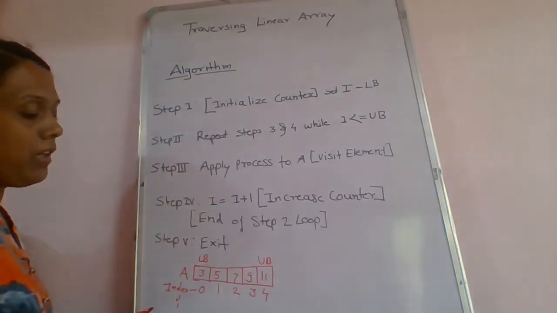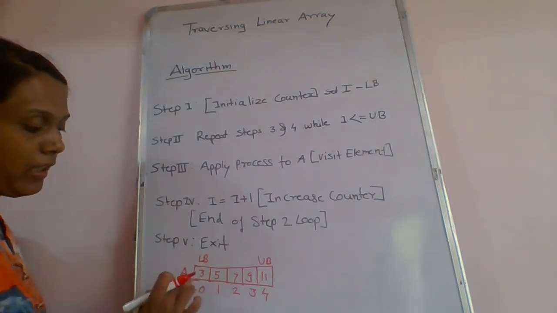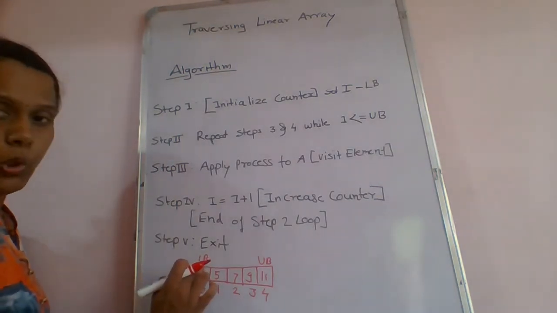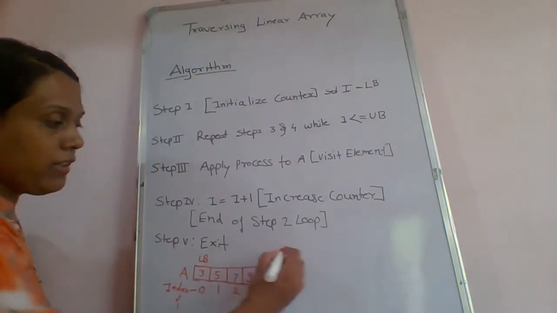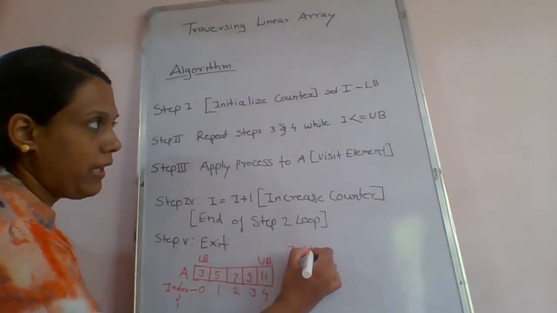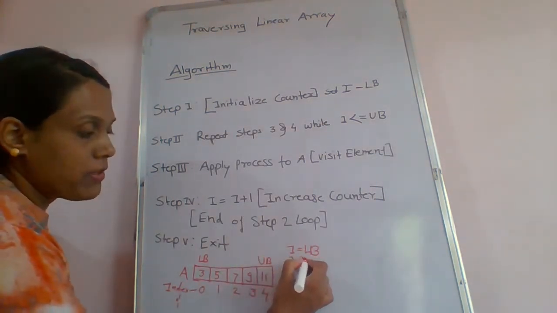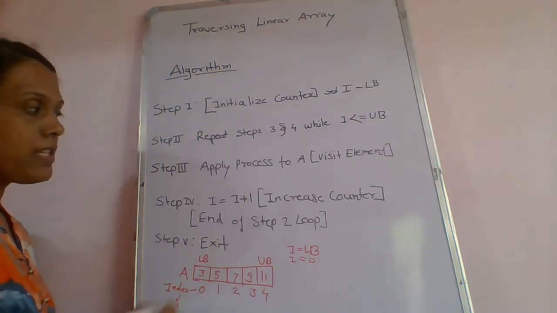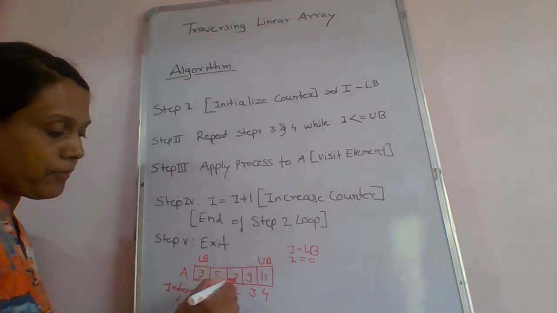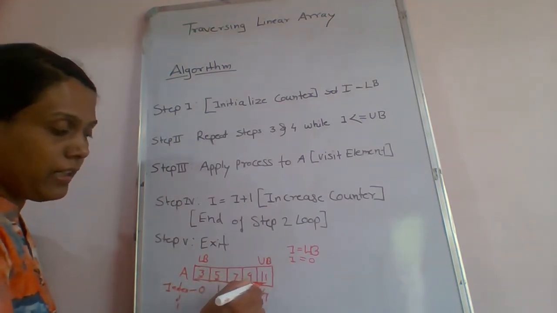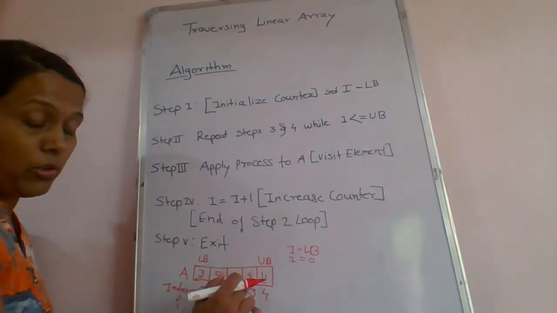Now initialize the counter: set I equals to LB. What is our LB? In an array, LB is the lower bound, that is, the starting of the array. So we have set I equals to LB. What is the value at I or LB? I equals 0. Traversing means we visit the 3, then we go to 5, then 7, then 9 and then 11. One by one we visit the elements from the array. It's called traversing.